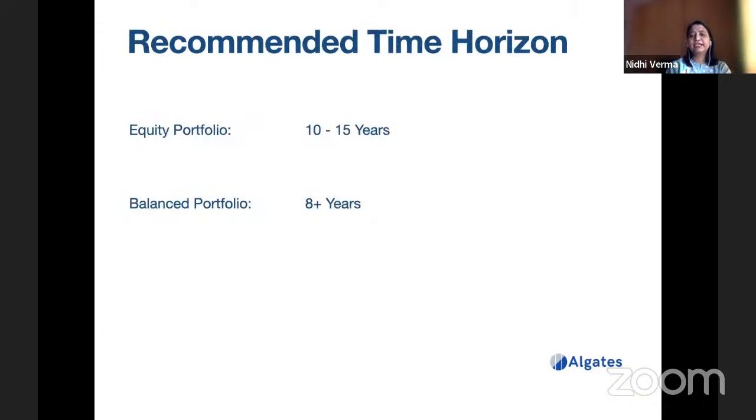So the recommended time horizon ideally would be, if you are aggressive and putting all your money into an equity portfolio, then on average, if you can give 10 to 15 years in the market, you can expect a good return, go through all the turbulences in the market, and still be in the market and have good returns on your portfolio. And if you have a balanced portfolio where you are keeping some money on the debt side and the rest in equity, then 8+ years are good enough to see decent returns in the market.